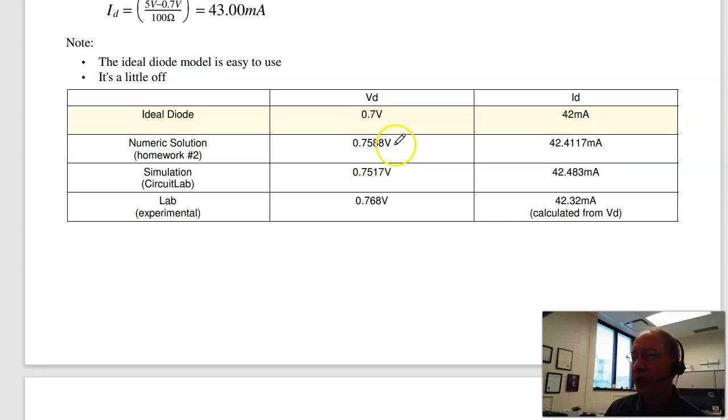The numerical solution from last week was 0.7588. Circuit Lab was 0.7517. The lab experiment, when I ran it, was 0.768. Again, this is not going to be the correct answer. It'll be close. What we're trading off is a simple but close answer versus a much more difficult one to get. In my book, I use the ideal diode model for analysis. Then if I want to get a better answer, either simulate it or build it.